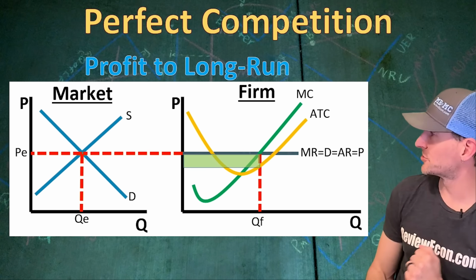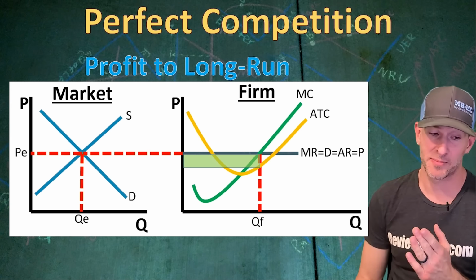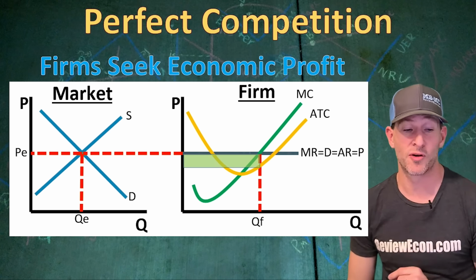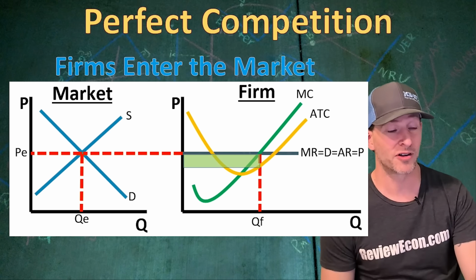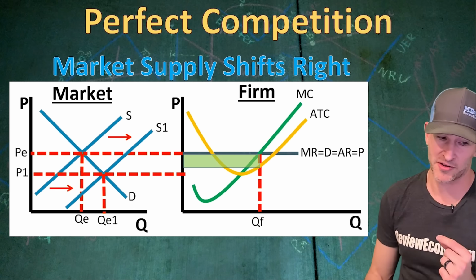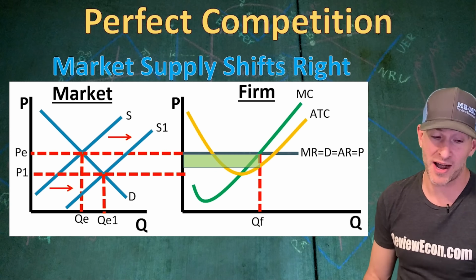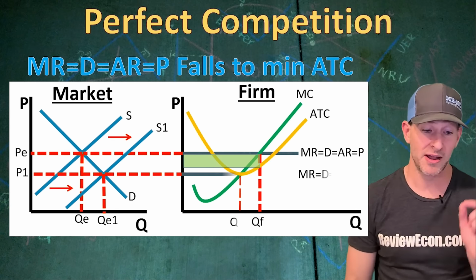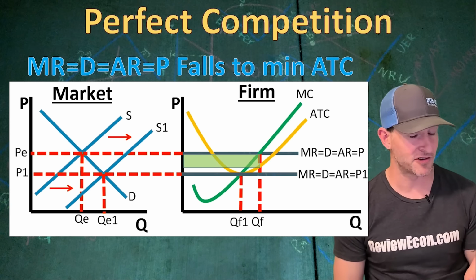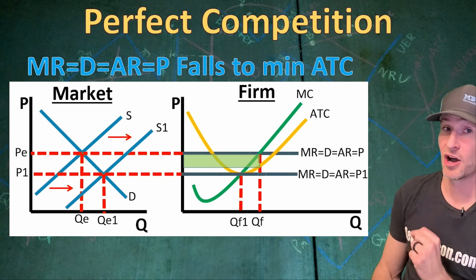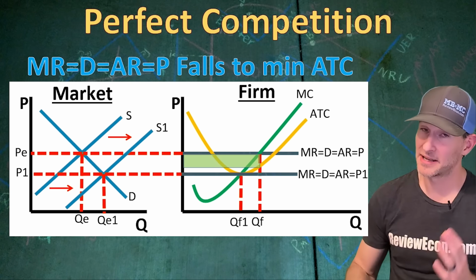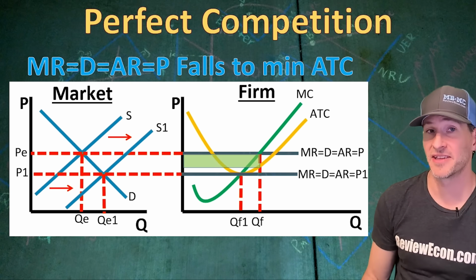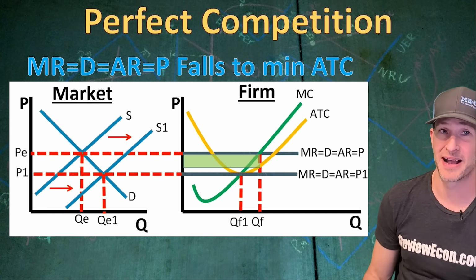If we have that average total cost curve a little lower, now we have economic profit. And in the long run, firms are going to seek that economic profit, so they will enter the market, and that will cause that supply curve to shift to the right, driving down that price, which is also going to lower the marginal revenue curve, demand, average revenue, and price. So now we have a lower profit maximizing quantity for this firm, and now they're breaking even because now that price is tangent to the minimum of the ATC at the new profit maximizing quantity.